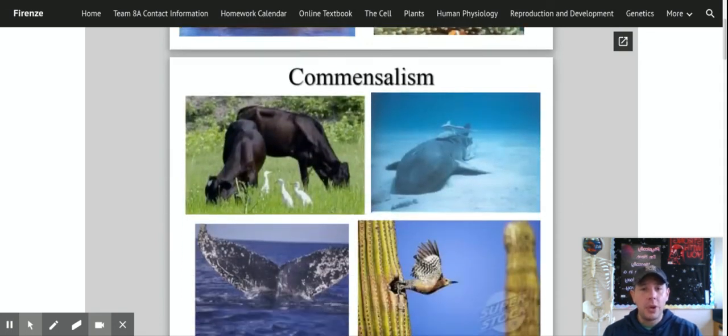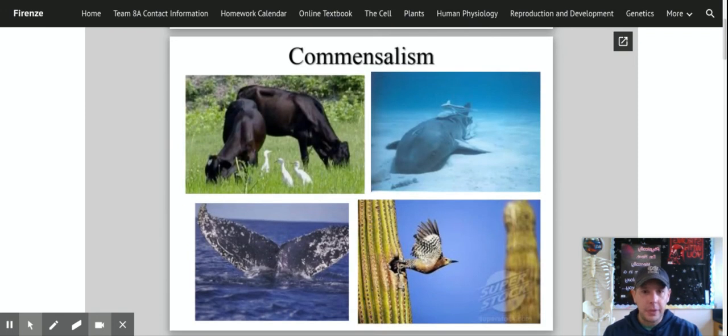Then we come to something called commensalism. Now, commensalism means that one organism is helped or benefited while the other organism isn't really affected at all. Okay? They're just kind of there. So we can see these ducks around the cows. Now, the cows are herbivores. Cows don't want to eat the ducks at all, or the birds, or whatever they are over there. So they just kind of hang out around the cows.